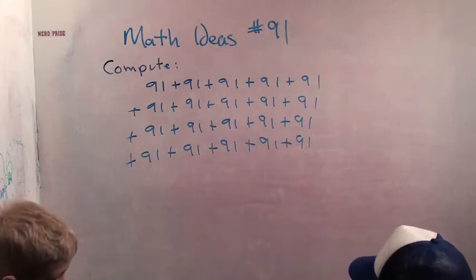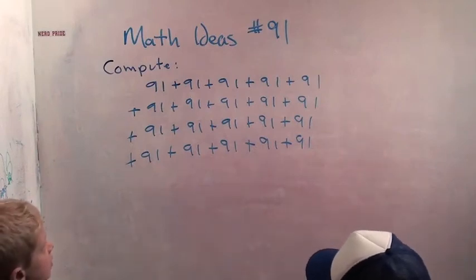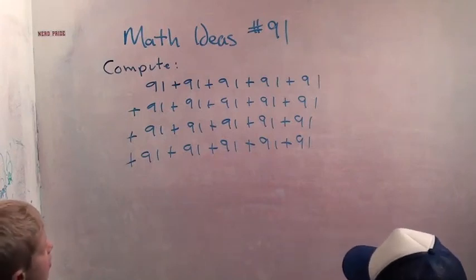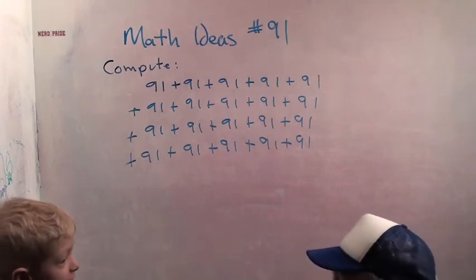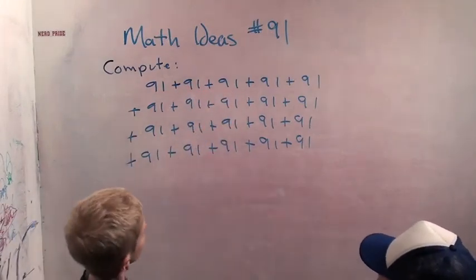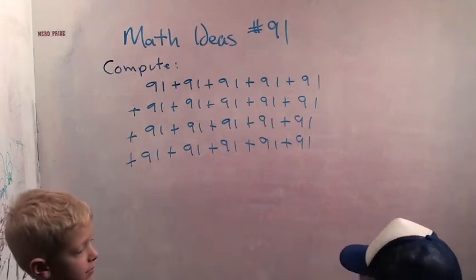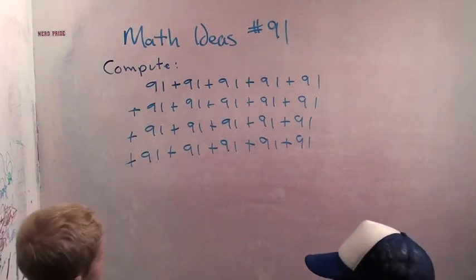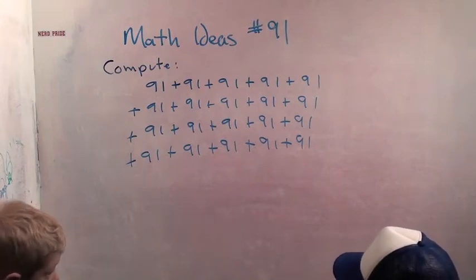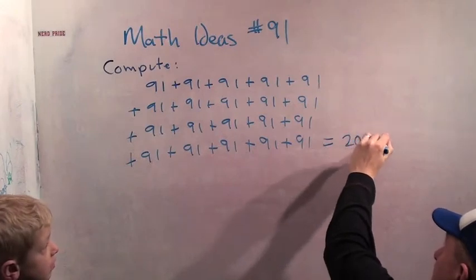I think there's something we should notice. Yeah, there is something we should notice. First of all, do you know how many 91s there are? 20 91s. Wow, how'd you figure that out so fast? 1, 2, 3, 4, 5 91s in each row. Good job, sweetie. There's 20 91s. So this whole sum equals 20 times 91.